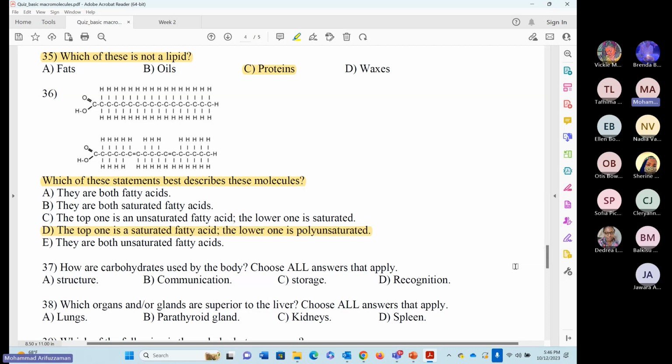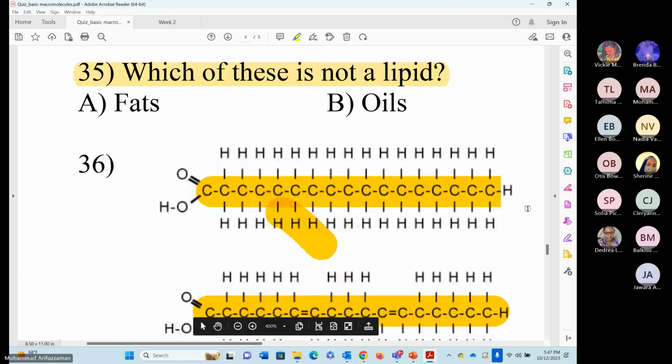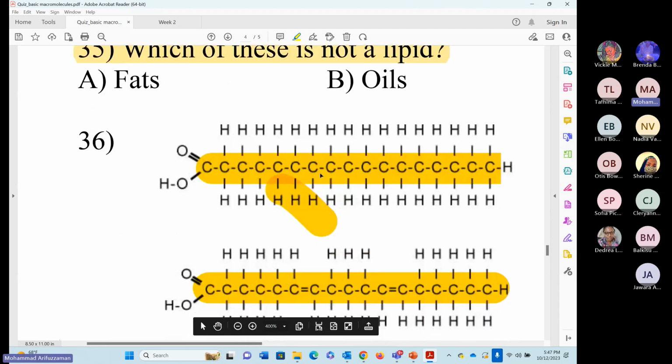D is the correct answer because the top one is a saturated fatty acid, because there is no double bond. You can see there is no double bond between carbon and carbon. So this is saturated. And the lower one is polyunsaturated. Poly means more than one. You can see more than one double bond. If I zoom in, this is the saturated fatty acid because there is no double bond, and polyunsaturated fatty acids have more than one double bond.